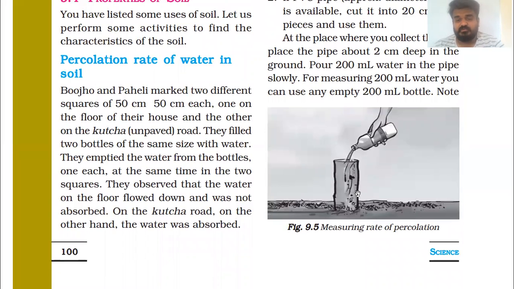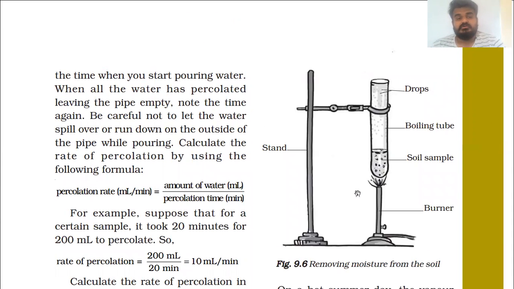See, in this figure 9.5, you are given an example of how you have to do this activity. Note the time when you start pouring water. When all the water has percolated, leaving the pipe empty, note the time again. Just the time difference. Be careful not to let the water spill over and run down on the outside of the pipe while pouring. Calculate the rate of percolation by using the following formula.